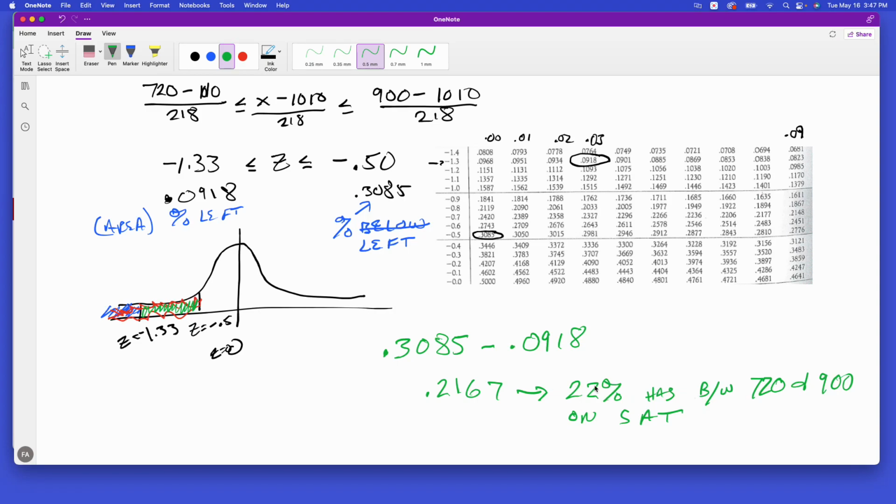But this is a way that we can talk about this, and we have an idea of how many students we're talking about. Roughly 22% of our population might be falling into this realm. And that's how we can use z-scores to answer questions and use that idea of the cumulative effect of them to help us with that process.